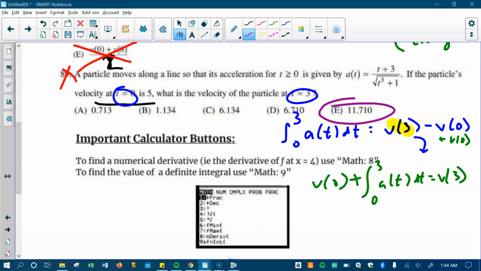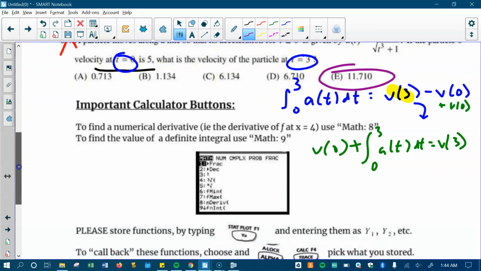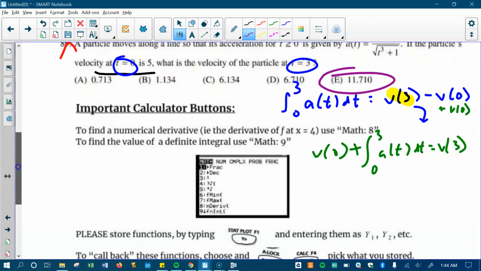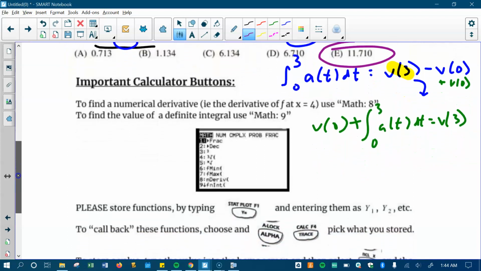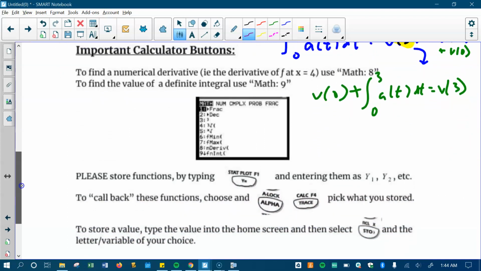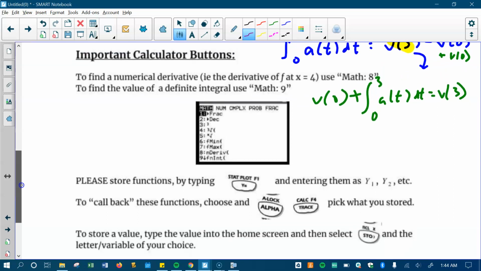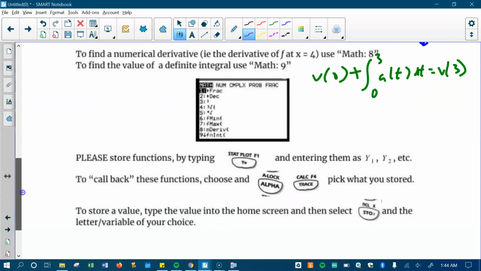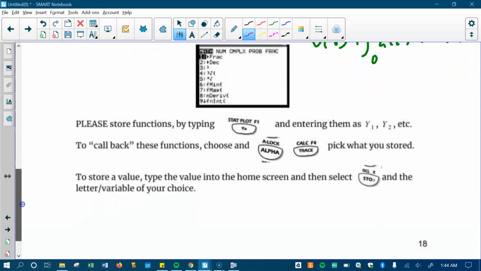But this might be a moot point now for the test at least, because again, this won't be on the test. This aspect won't be on the test because it's integrals incorporating position, velocity, and acceleration. For important calculator buttons here, I'm going to allow you to just read those because all of those are really, really important.